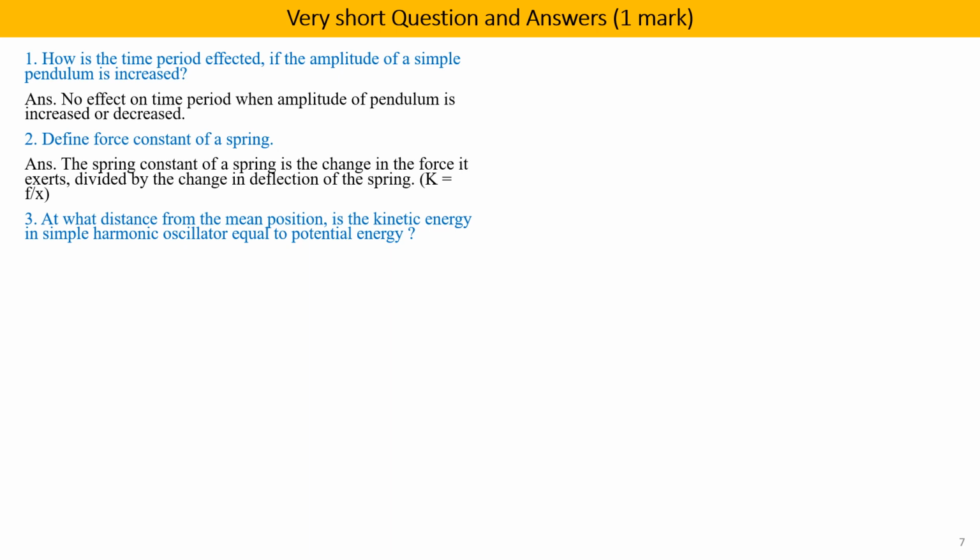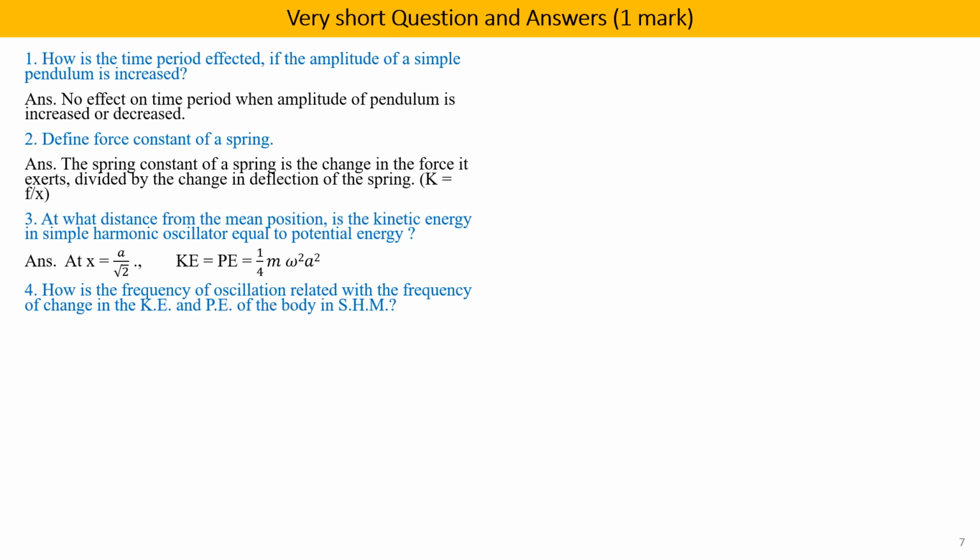Question 3. At what distance from the mean position is the kinetic energy in a simple harmonic motion oscillator equal to the potential energy? At x is equal to a by root 2, that is, kinetic energy equals potential energy is equal to 1/4 of m into omega square a square.